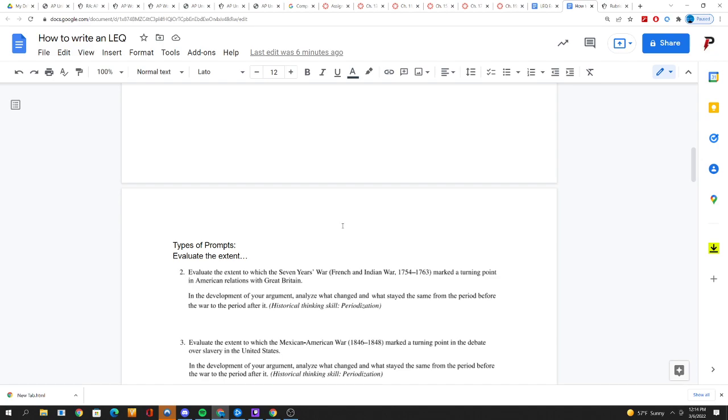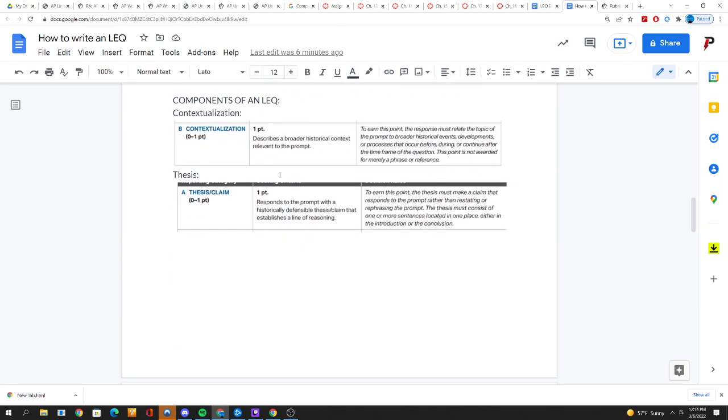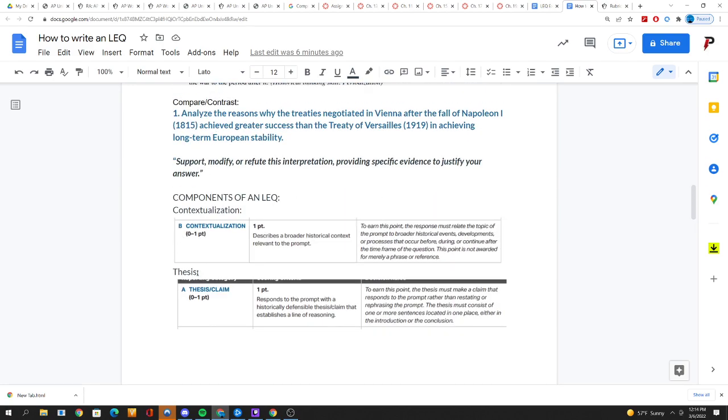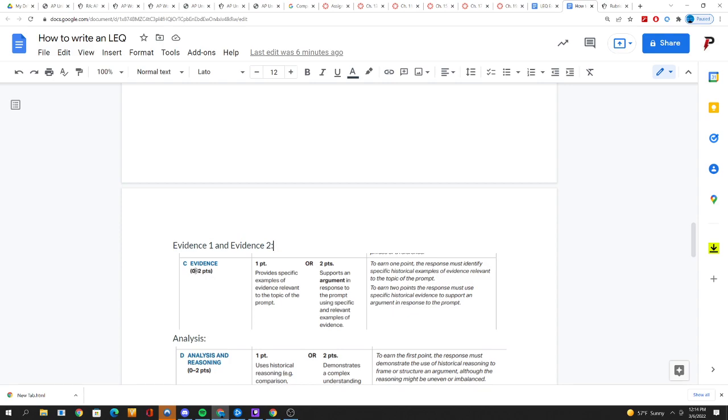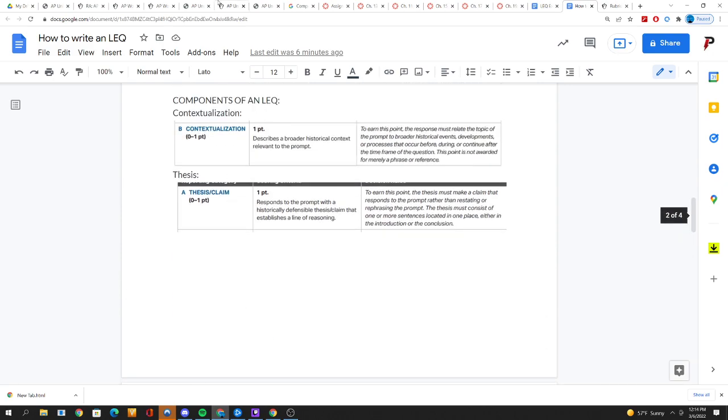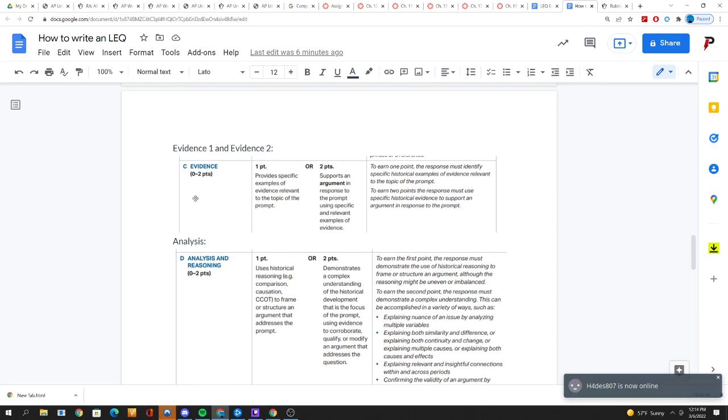Okay. This is typically for when you're talking about political events. This is where you start listing things like acts or events that happen that would further your argument. Okay. And if you do well on evidence point 1, you're probably going to get point 2. This is not very hard to get. Your evidence 1 and 2 are not very hard to get. Your thesis is not very hard to get. Your contextualization and your analysis are the hardest parts to get.